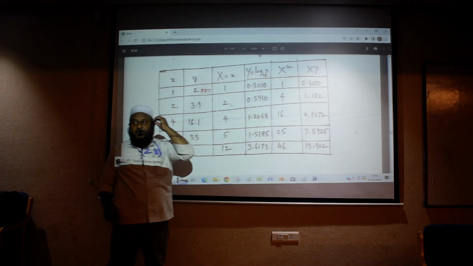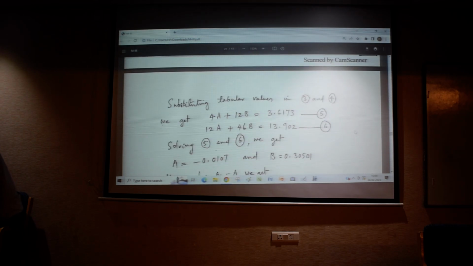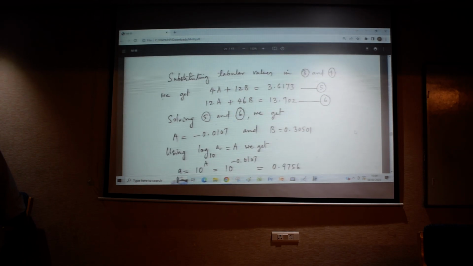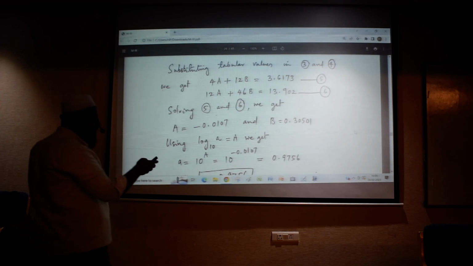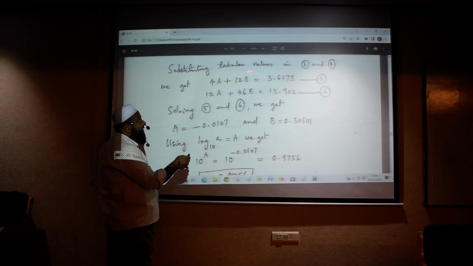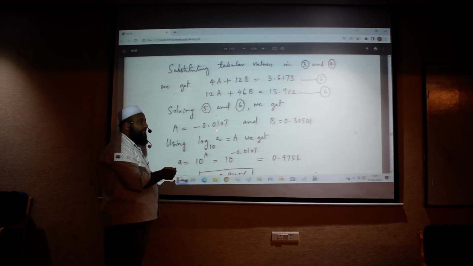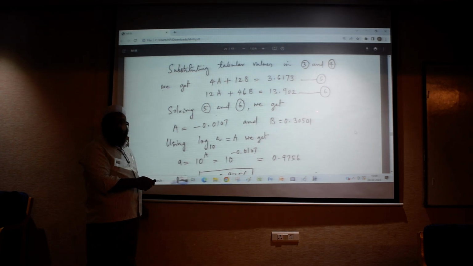Right, good. So you need to substitute these tabular values. It is going to become the new normal equations for capital A and capital B, equations 3 and 4. We have to solve these, equations 5 and 6. We get A equal to this and B equal to this one.